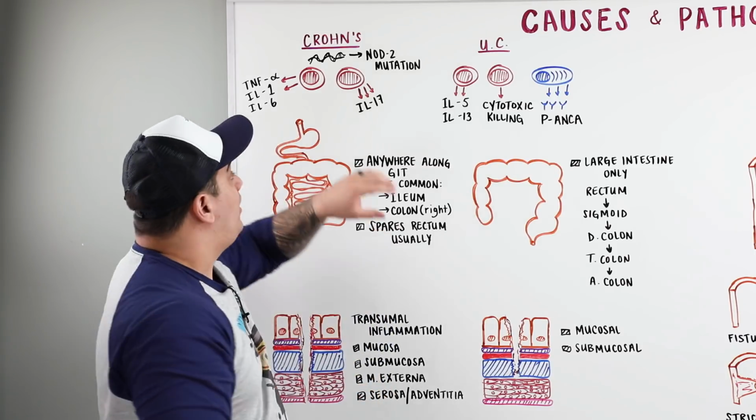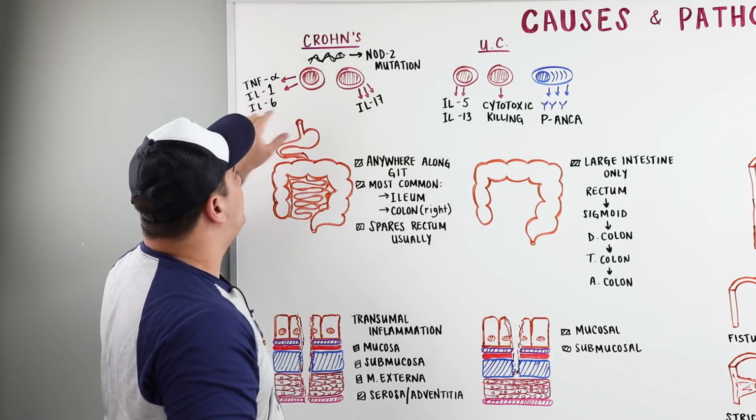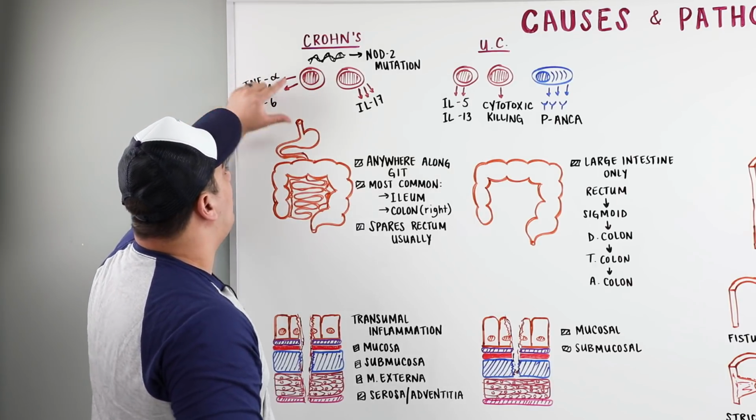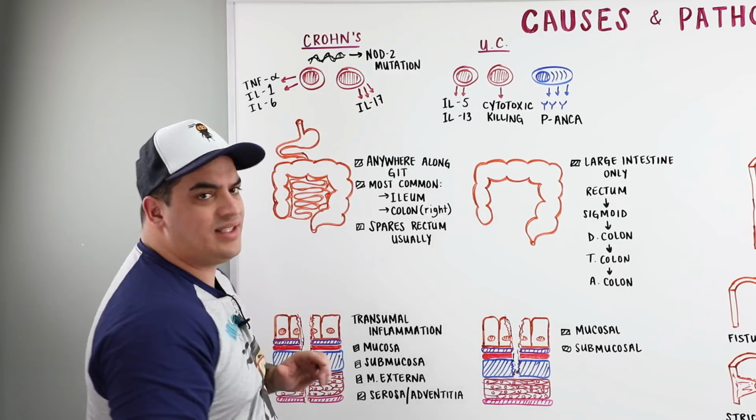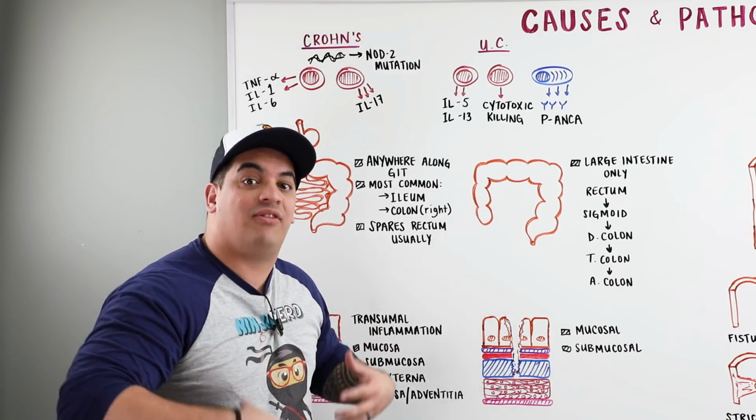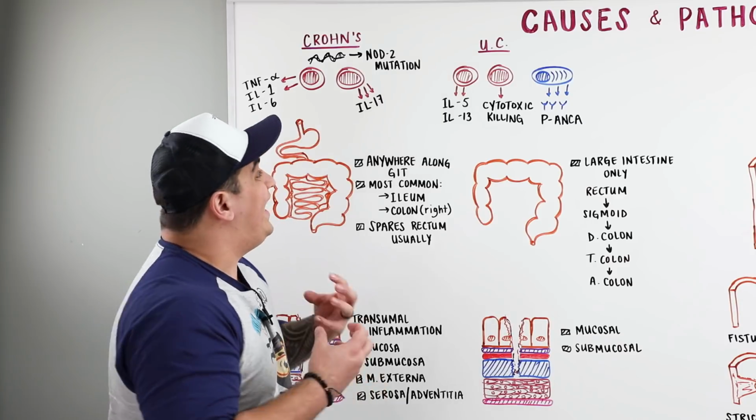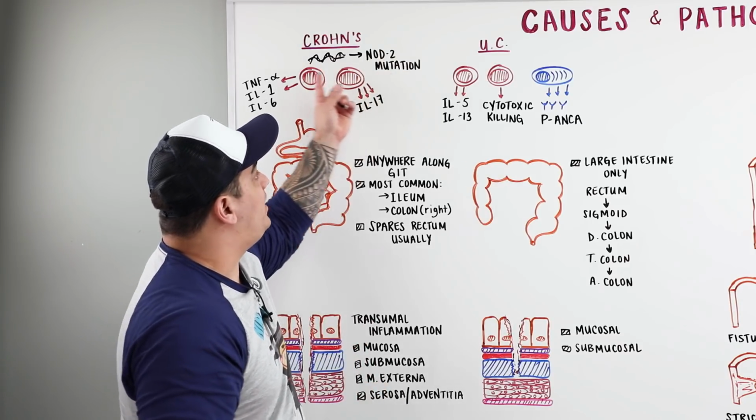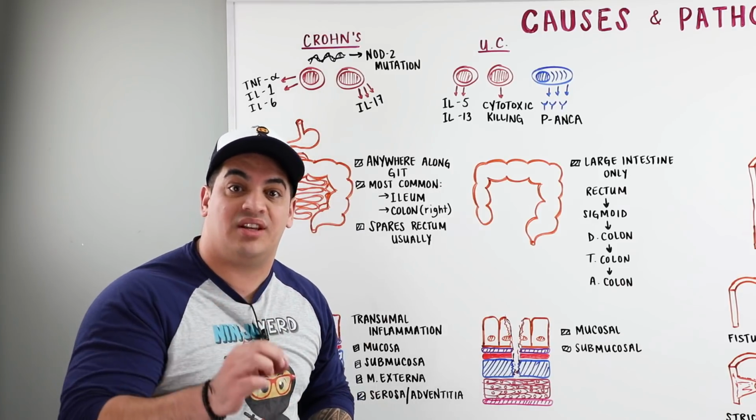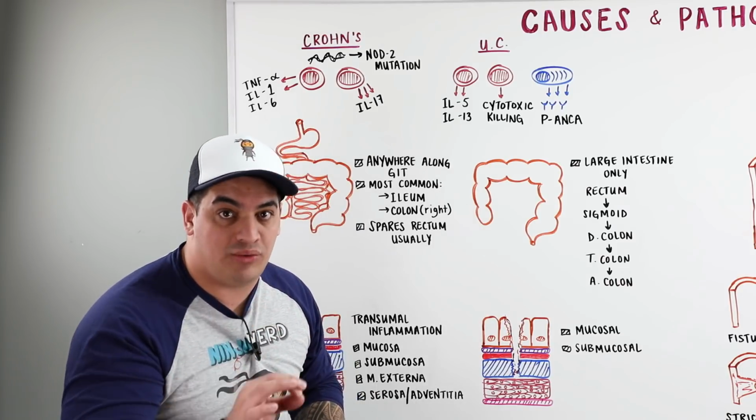In addition, there seems to be a lot of Th1 cells, releasing lots of tumor necrosis factor alpha, interleukin 1, interleukin 6. And this is causing a lot of that inflammatory process within the bowels. In addition, one of the mutations that we see within Crohn's disease is specifically that NOD2 mutation.